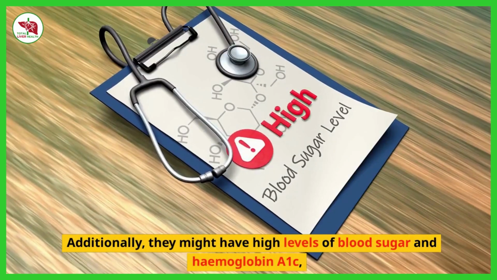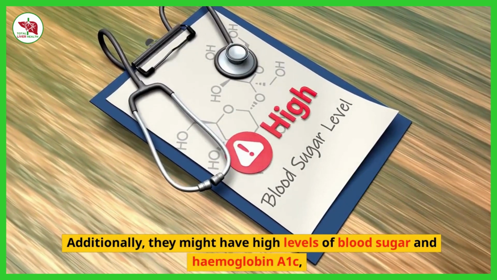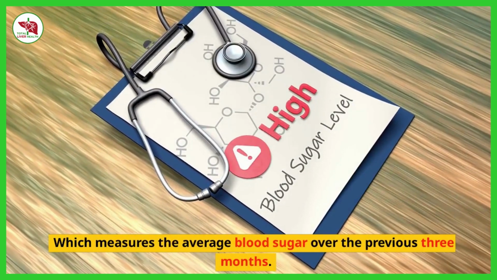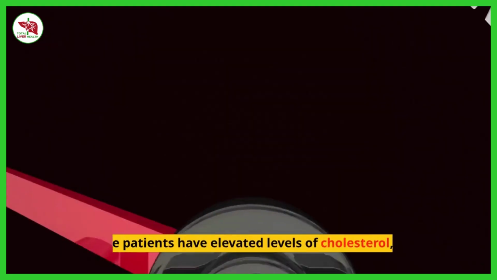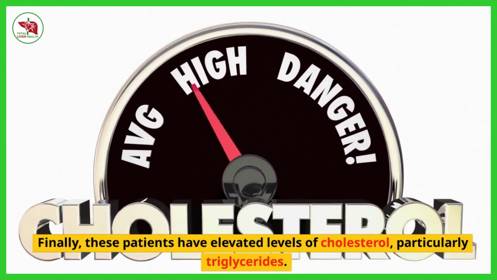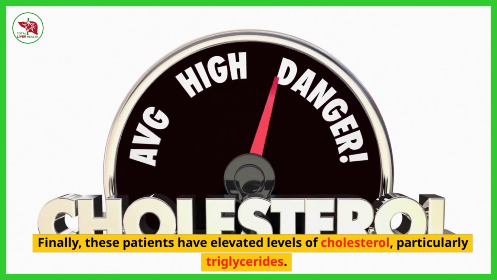Additionally, they might have high levels of blood sugar and hemoglobin A1c, which measures the average blood sugar over the previous 3 months. Therefore, this may indicate prediabetes or diabetes. Finally, these patients have elevated levels of cholesterol, particularly triglycerides.